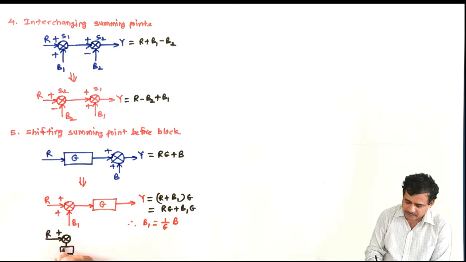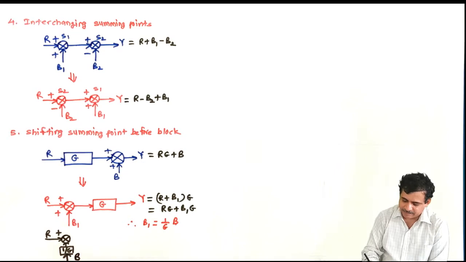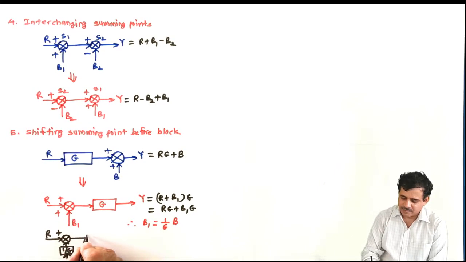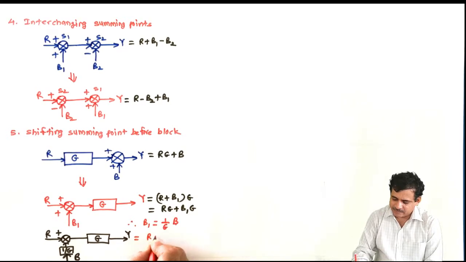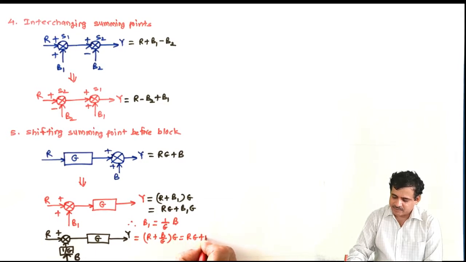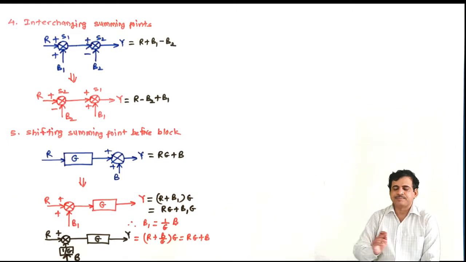and hence the same can be drawn as: this block will come here, 1 by G, and then I will apply here this B, and then there will be G. Yes, now what is this Y? This Y I can say clearly is R plus B by G, into G. So RG plus B, it is the same.